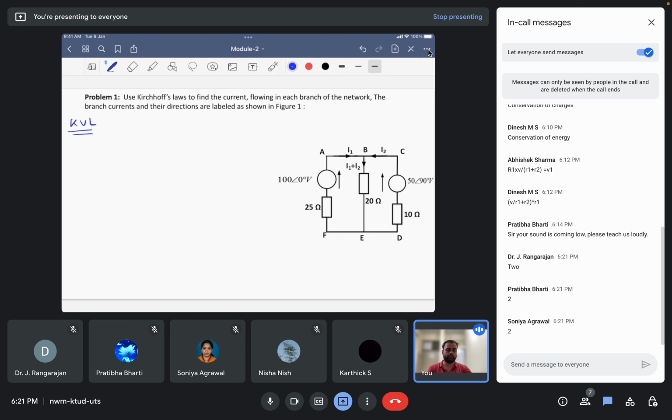Two loops. Okay, very good. So let us call this loop 1. And again, let us mark the direction of current, this is loop 2. So we have to write individual equations, Kirchhoff's voltage equations for these loops. So please try to solve this problem.